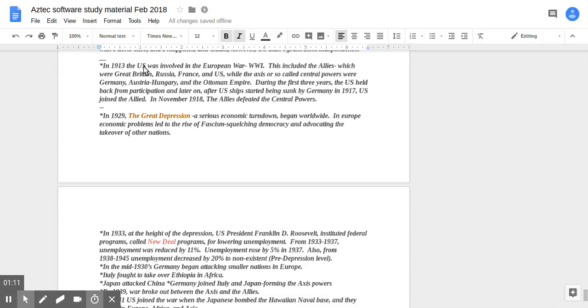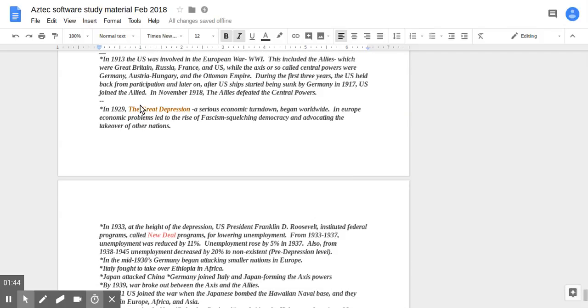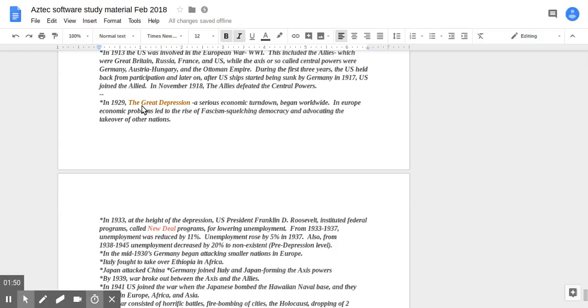In 1913, the U.S. was involved in the European War, World War One. This included the Allies, which were Great Britain, Russia, France, and the U.S., while the Axis, or so-called Central Powers, were Germany, Austria-Hungary, and the Ottoman Empire. During the first 3 years of World War One, the U.S. held back from participating, and later on, after U.S. ships started being sunk by Germany in 1917, the U.S. joined the Allied forces. In November 1918, the Allied forces defeated the Central Powers.